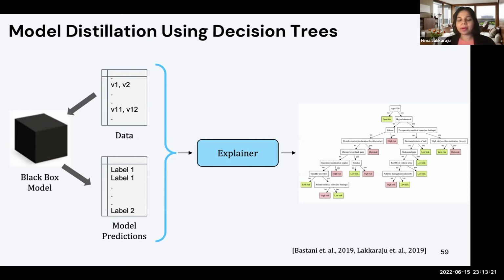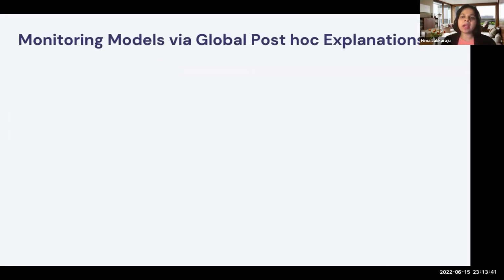So for example, prior work has used decision tree or rule-based models as these interpretable models. So you take the input data, you take the model predictions from the black box model, and you essentially fit a decision tree which mimics the predictions of this model, right? So that is what is referred to as model distillation.